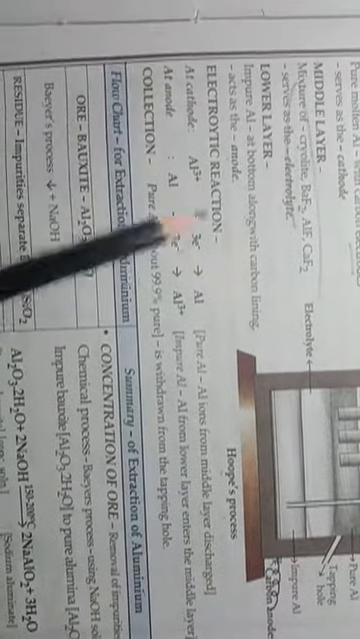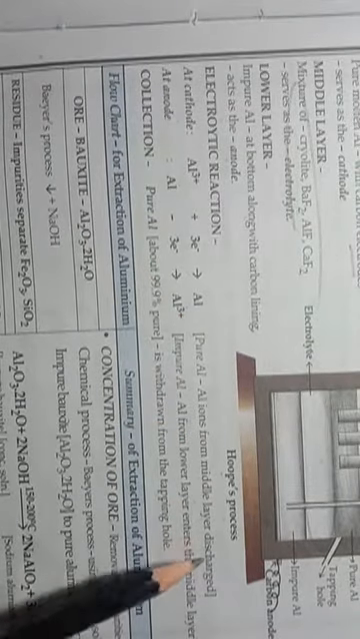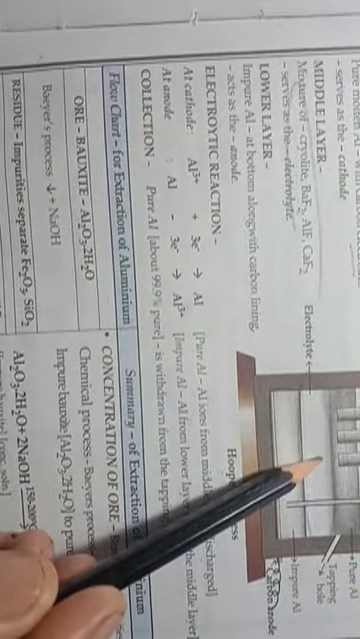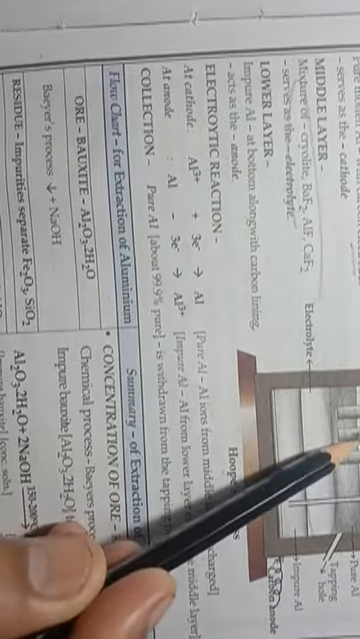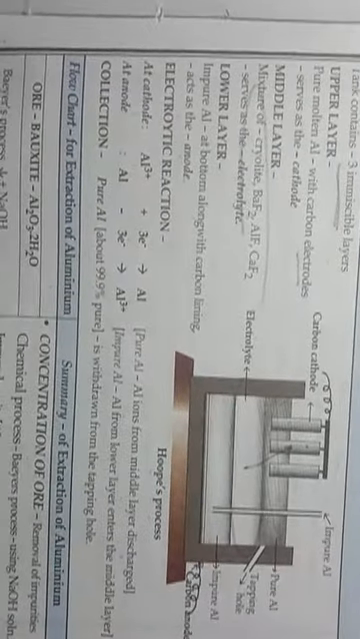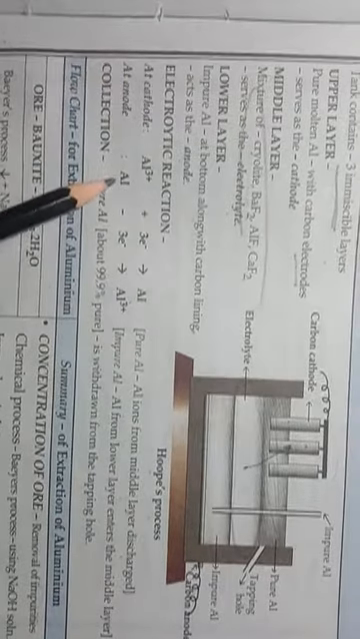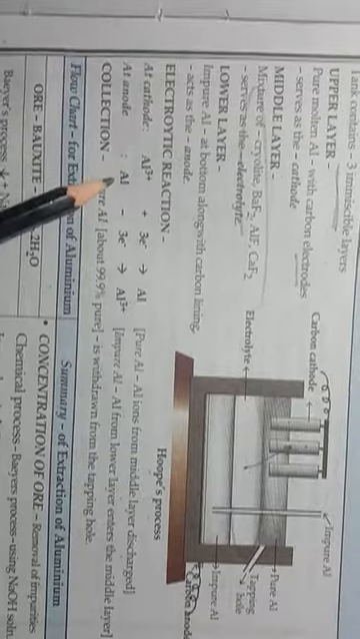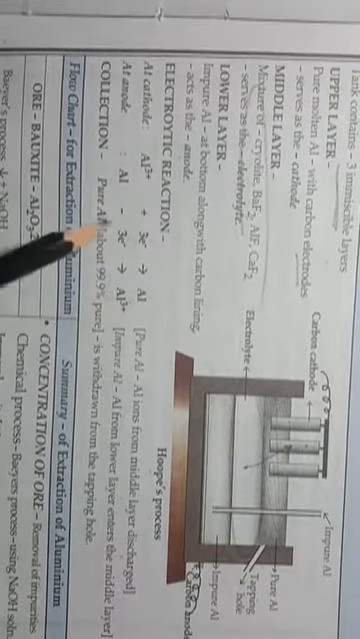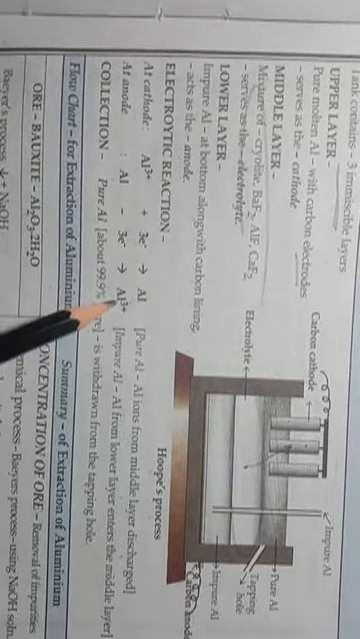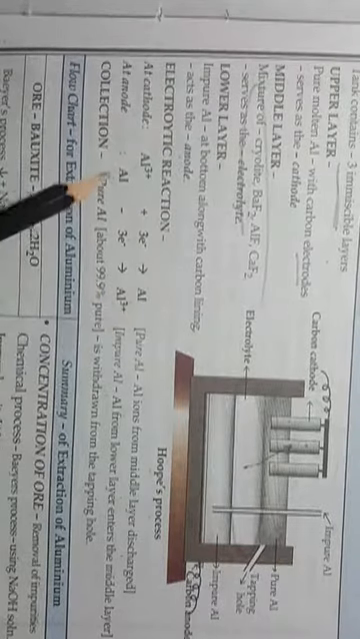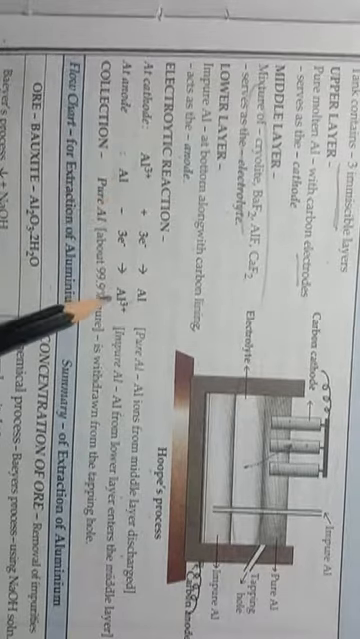Now the electrolytic reactions: at the cathode, aluminium ions get reduced to aluminium. The ions from the middle layer are discharged. So the aluminium ions present in the middle layer get discharged at the cathode in the form of aluminium. Then at the anode, aluminium is converted to aluminium ion. As you can see, at the anode oxidation is taking place and at the cathode reduction.